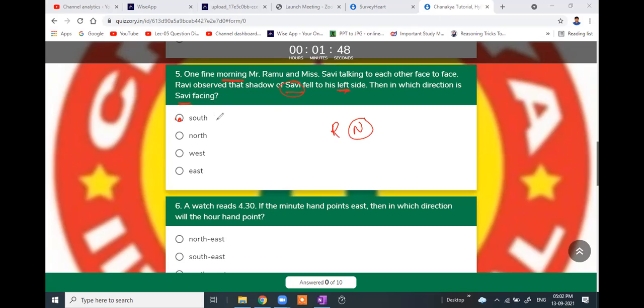Sir, I thought that the shadow fell to the right of Savi. Shadow is left of Savi only. You thought it was right of Savi, but the question says left of Savi. That's why, without confusing with their names, I have mentioned Mr. and Miss also. Okay, sir. Any more? That's all. Done, sir.